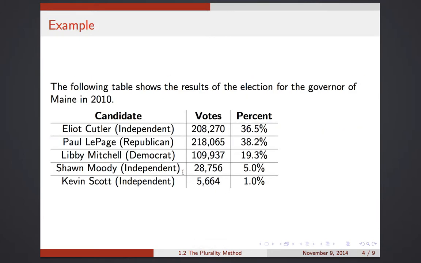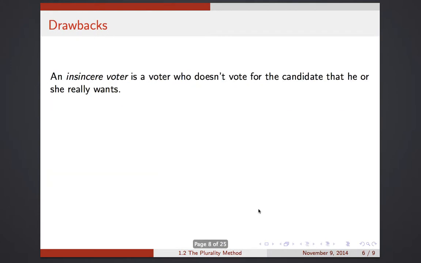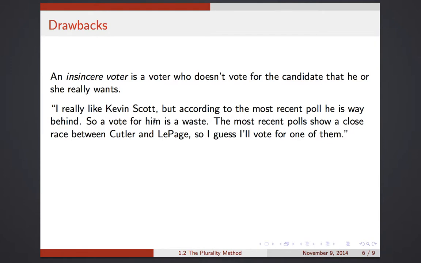So suppose that before the election starts, you really, really like Kevin Scott, right? That's your guy. But based on recent polling, you're very aware that Kevin Scott is coming in last right now. You're pretty sure he's going to fail, right? So what you might say to yourself is this: man, I really like that Kevin Scott guy. He stands for me, but according to the most recent poll, he's way behind. A vote for him is a waste. The most recent polls show a close race between two other people, so maybe I'll vote for one of them, right? So a person who reasons this way is called an insincere voter because they're not voting for the person they really want.